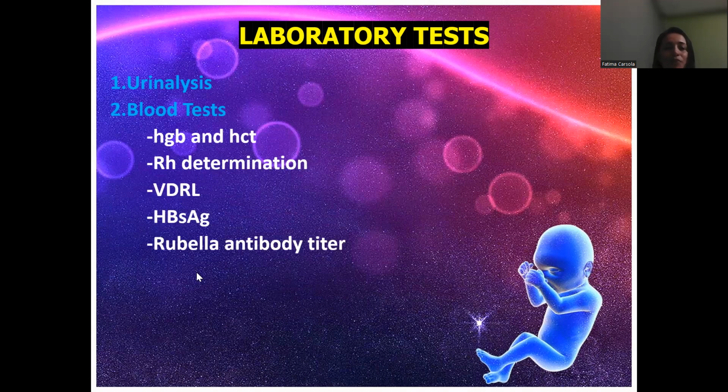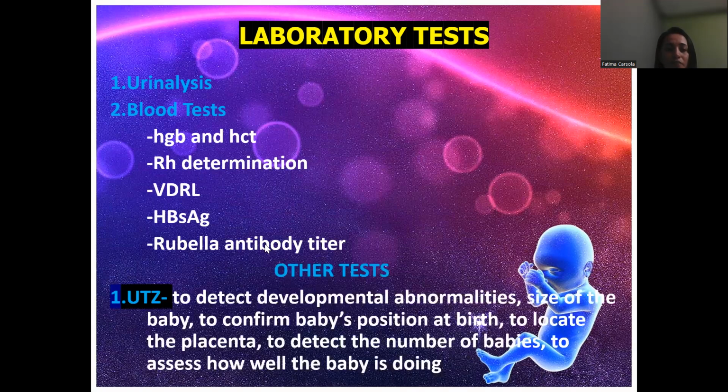In case of rubella, okay, before you get pregnant, you have to have your titer, because you cannot have the vaccination during pregnancy because rubella is a live virus. It might cause congenital abnormalities to the baby if you are injected during pregnancy. Next, another test, it's an ultrasound.